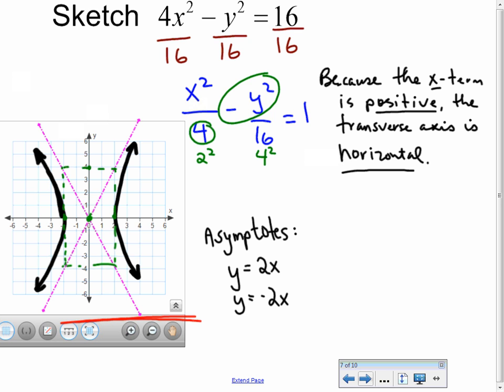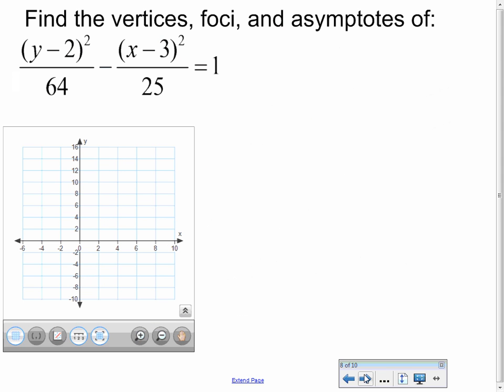Its rise and run is 4 over 2. All right, see my slope triangle there? And it's going through 0. So the two asymptotes are y equals 2x, and of course the negative one going down the other way is y equals negative 2x. That problem's not too bad. Let's try a harder one.